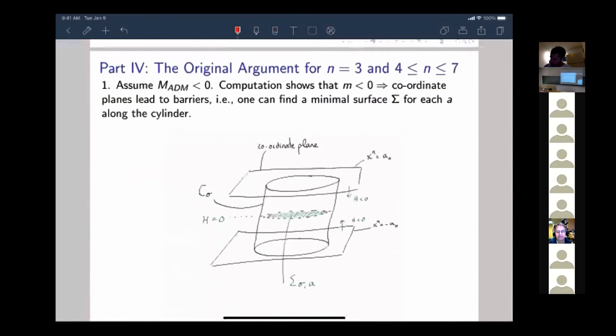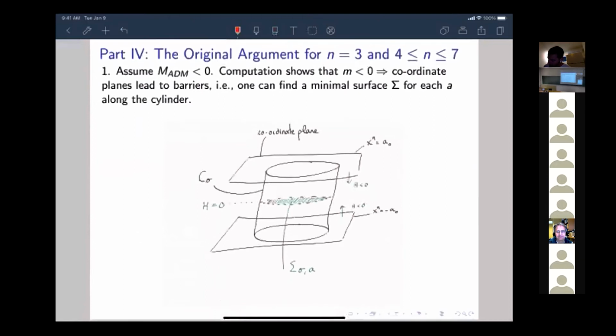Right, so I'm going to have to go a bit quickly now, but the original argument was done for n equals 3, and it was generalized by Rick Shain for n from 4 to 7. But the basic argument is that if you assume the mass is negative and you have this harmonic flatness, which is this extra decay condition, then you can show that the coordinate planes actually lead to barriers. So you can find a minimal surface between two large planes living in the asymptotic region. So this is what this is saying.